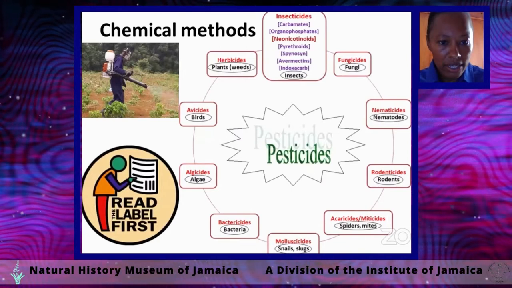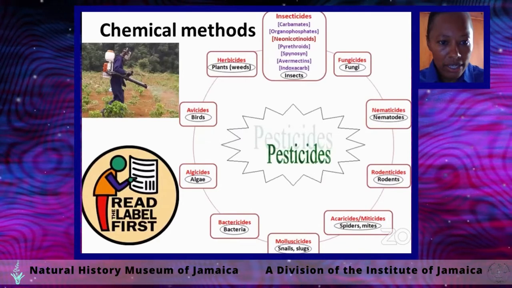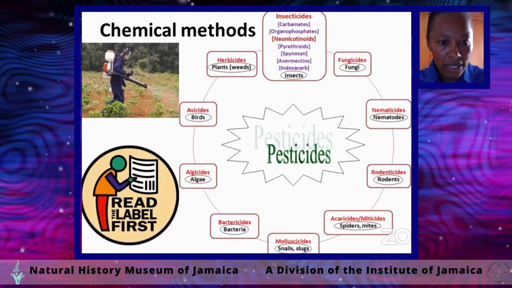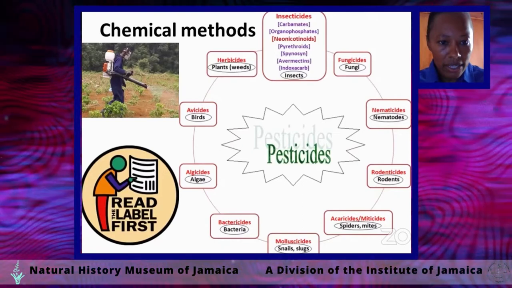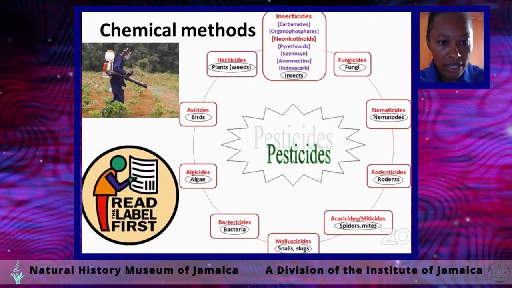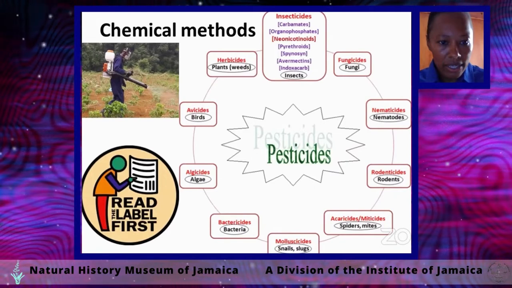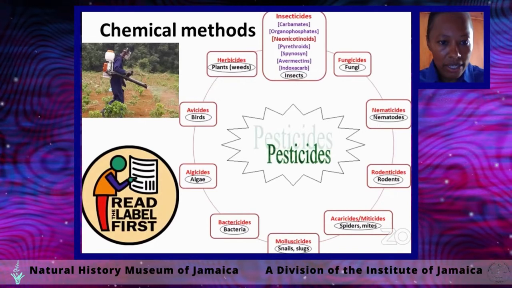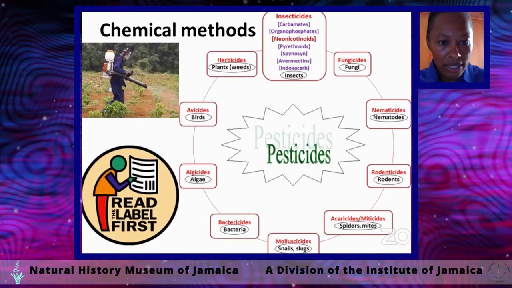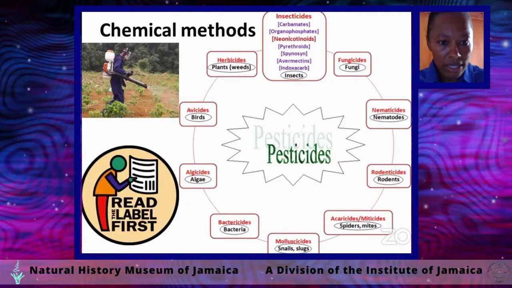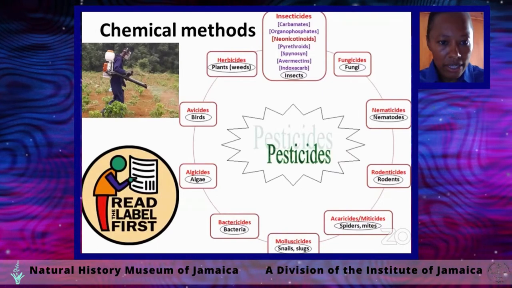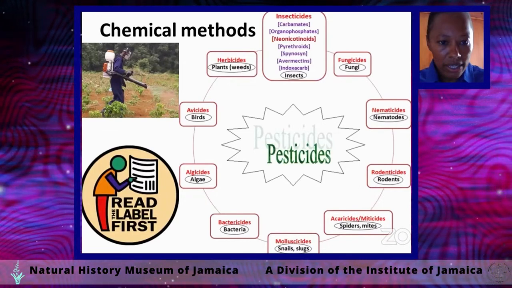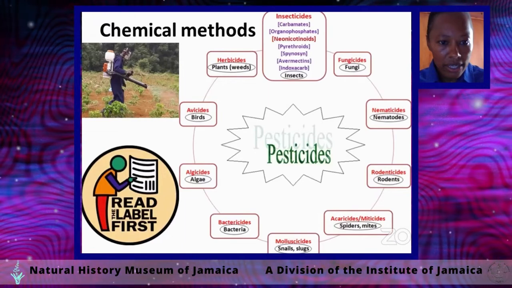We have fungicides. The target organism is generally in the name of the pesticide, right? So if you say fungicides, it is targeting fungus. It kills fungus. We talk about nematicides, it kills nematodes. We talk about acaricides or miticides, it kills spider mites, mostly mites, right? We talk about bactericides, it kills bacteria. That is the idea. So all of these are pesticides. We just have different types of pesticides depending on what we are trying to kill.